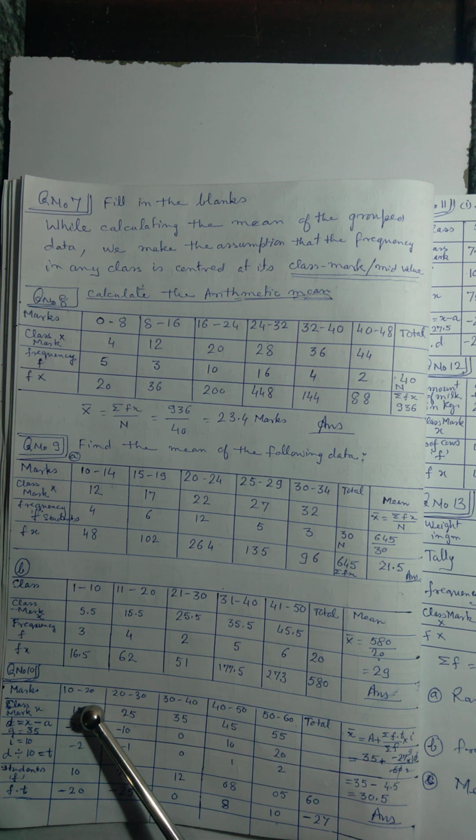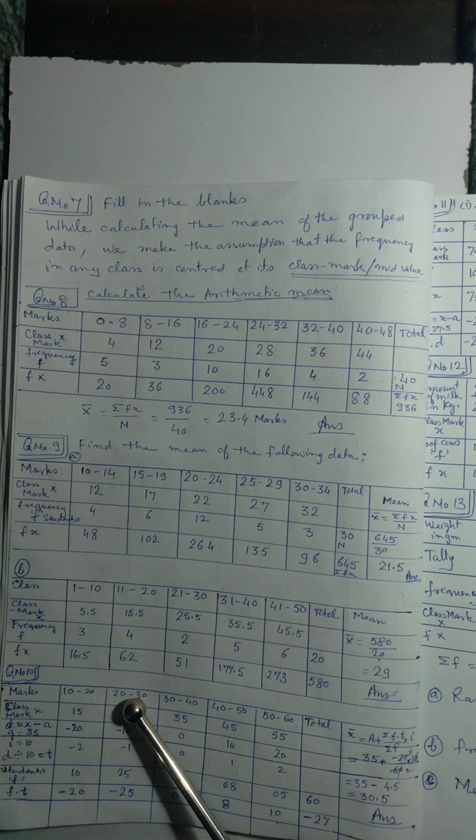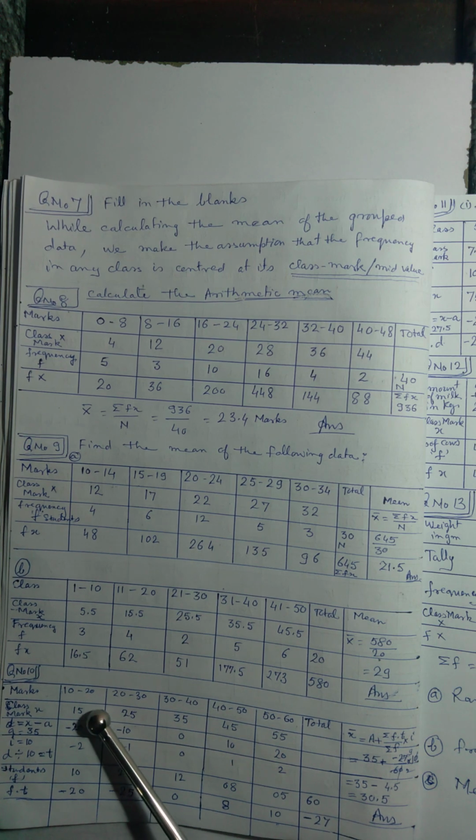Here this class is exclusive, means 20 will not be included here. That will go in the next class. Similarly, 30 will not be included here. That will go in the next class. That is why it is called exclusive.